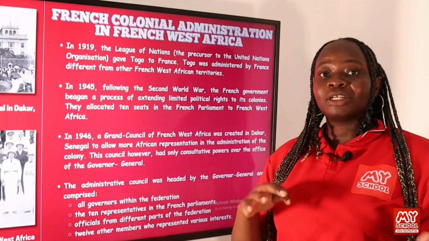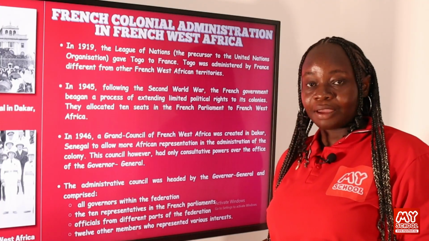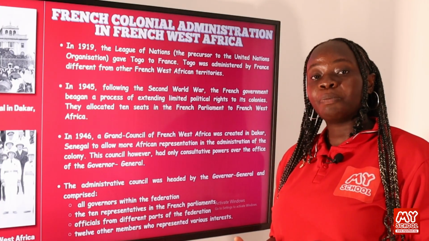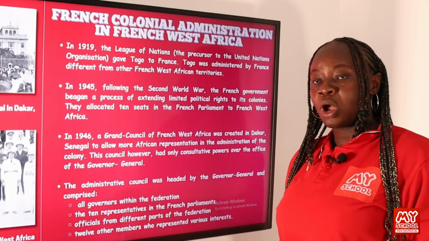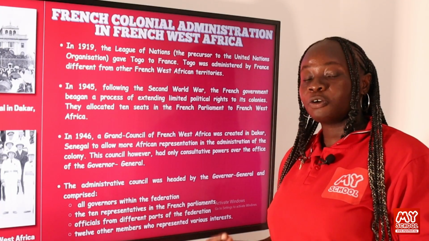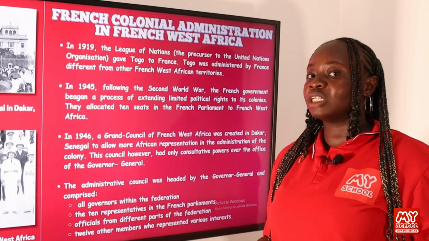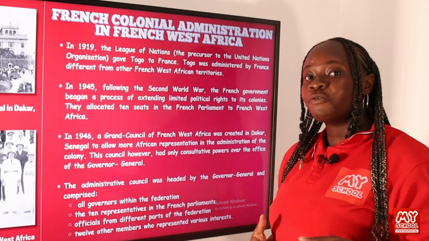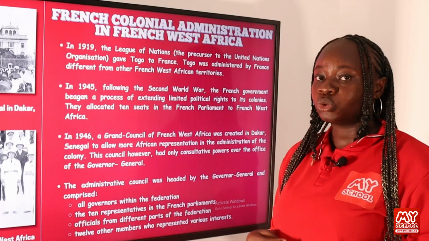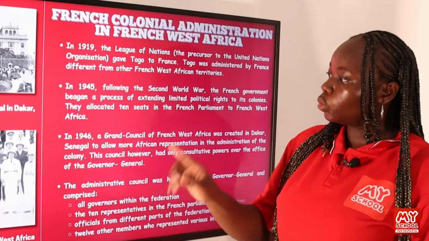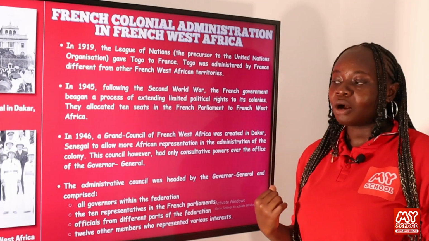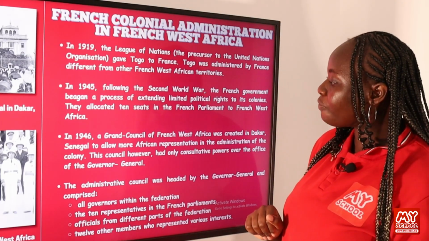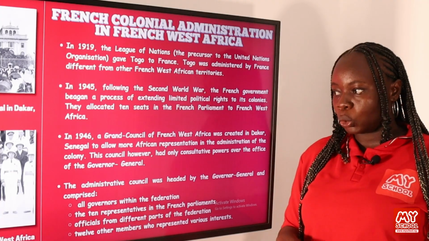They were at war with Germany at the time, and so they extended most of their political efforts and their economic resources to the war. And as a result of that, they did not have enough resources to continue to govern the territories, and so they decided to give more powers to the African leaders to represent themselves. So in 1946, a Grand Council of French West Africa was created in Dakar, Senegal, to allow more African representation in the administration of the colony.